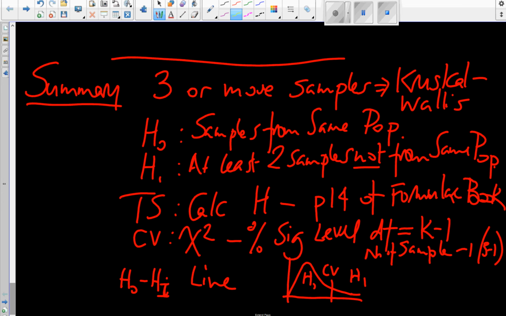And finally, for you to keep and write down in your notes, this is my little summary of the whole of the Kruskal-Wallis test and the 5 points that you have to have on board, or 6 points and the shape. So thank you for listening and hope that's useful.